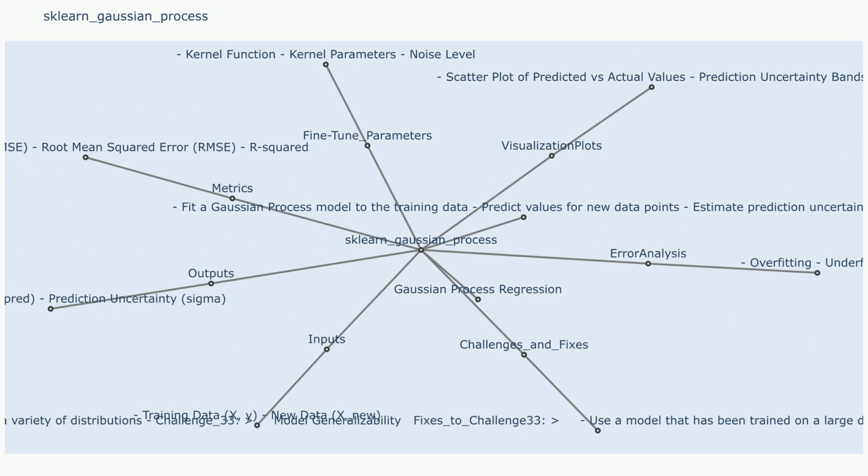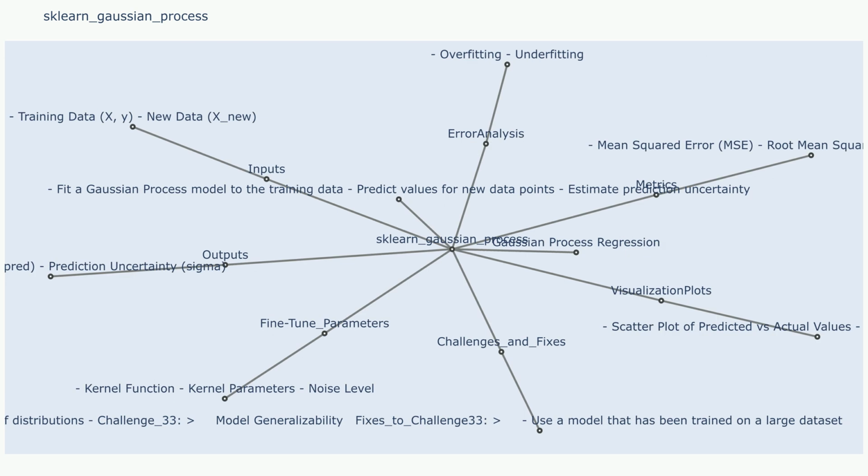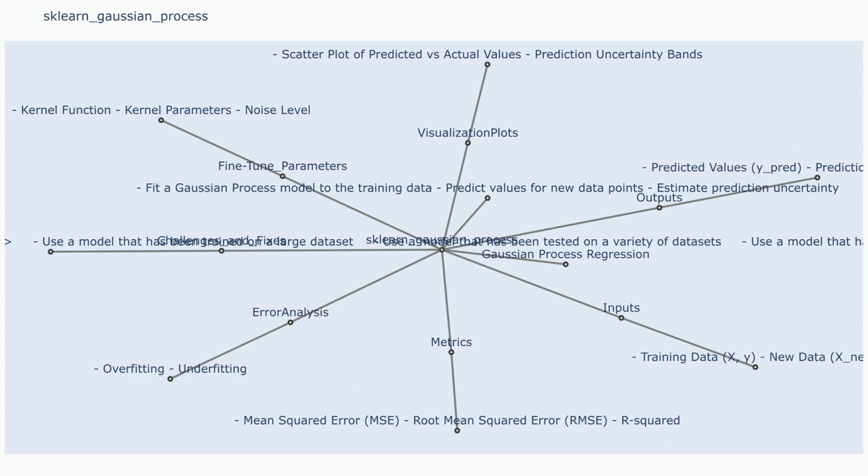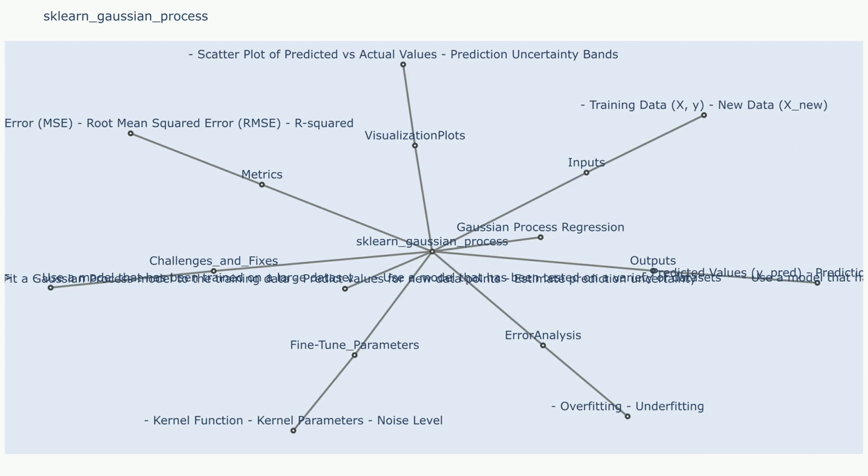Fine-tune parameters. Kernel specifies the kernel function to use, e.g., RBF, linear, Matern. Alpha is the regularization parameter that controls the smoothness of the predictions. N restarts optimizer sets the number of random restarts for the optimization algorithm, helping to find the global optimum. Uncertainty methods. Confidence intervals provide a range of values around the predicted output, representing the uncertainty in the prediction. Predictive distribution defines the entire probability distribution of the predicted output, capturing the full uncertainty.